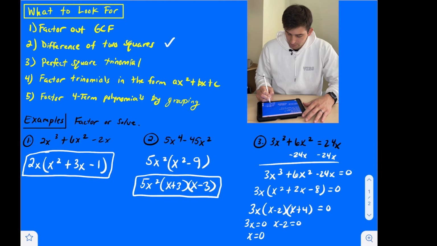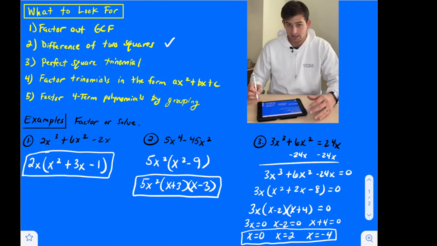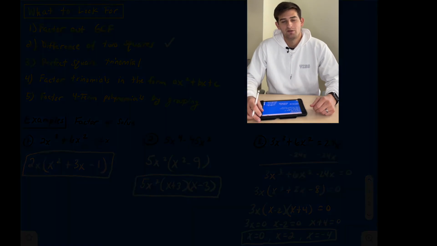x minus 2 could be equal to 0, so we add 2 to both sides and we get x equals 2. Or x plus 4 could be 0, so we subtract 4 and we get x equals negative 4. So our three solutions here, or our three roots, would be x equals 0, x equals 2, and x equals negative 4. Okay, and that is how you factor polynomials completely.